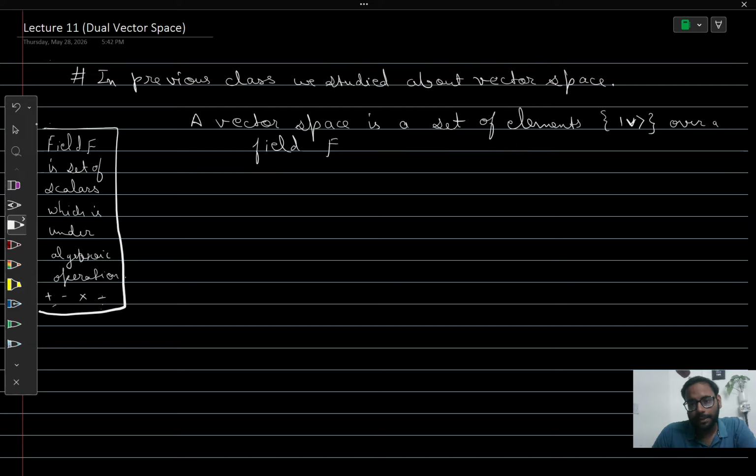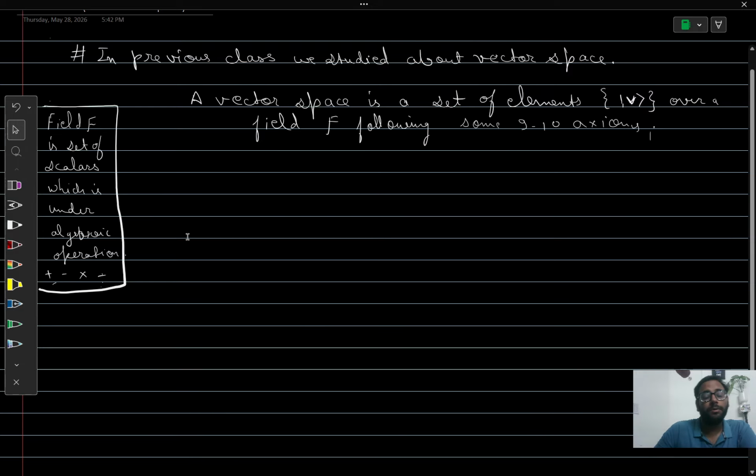So a vector space is just a set of elements, abstractly denoted by a vector, over a field F, following some 9 to 10 axioms. In the book by R Shankar, if you have read, he says that you don't have to memorize these axioms. You just try to recall, and whatever comes to mind, just write it down.